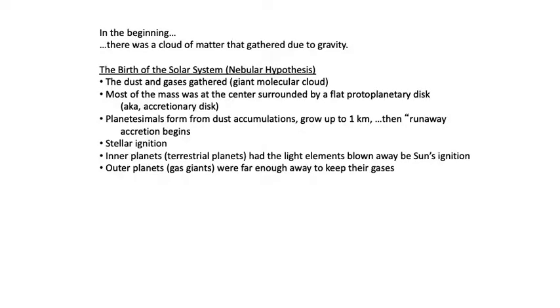So when we look at the origin of the Earth, in the beginning there was this glowing cloud of matter that gathered together due to self-gravity, and we had a sun that came out of that as well. So the sun was the center of it, and that's where the major mass is, of course. And the dust and gases gathered together in this giant cloud.